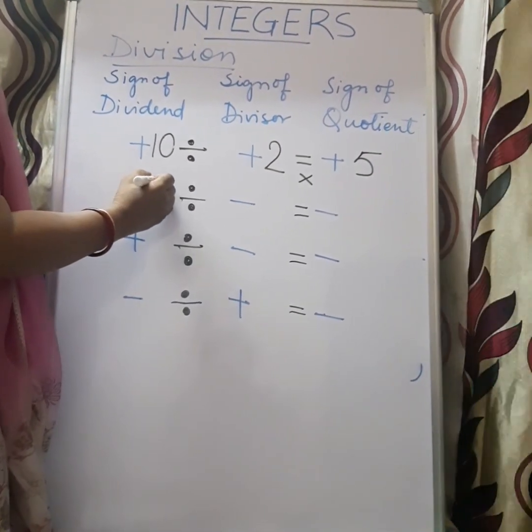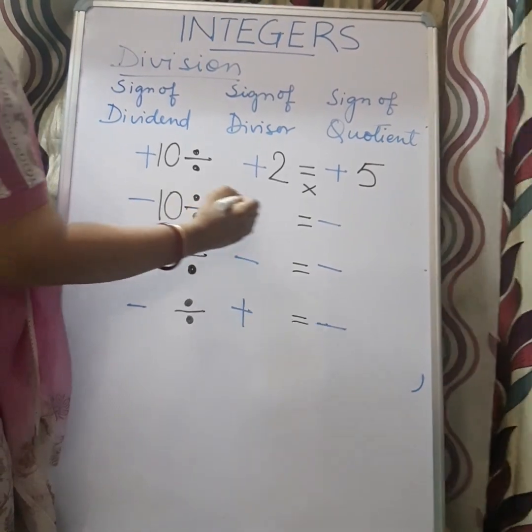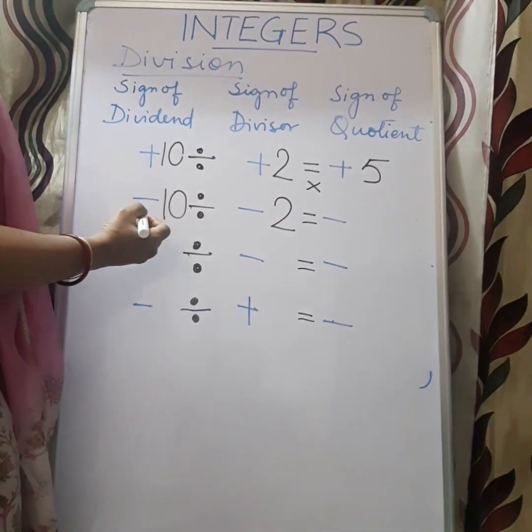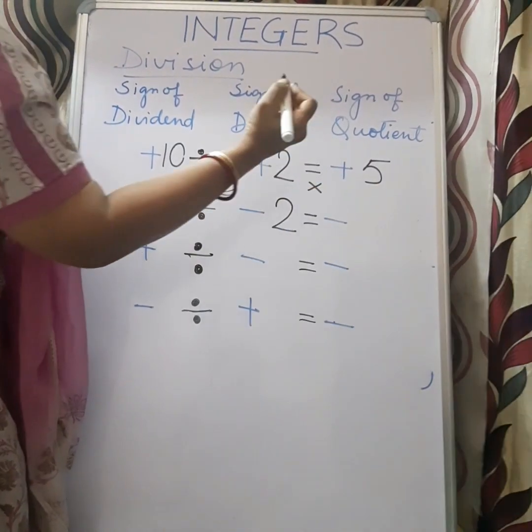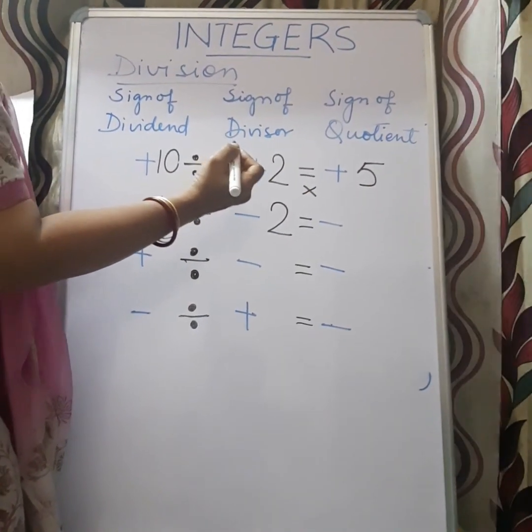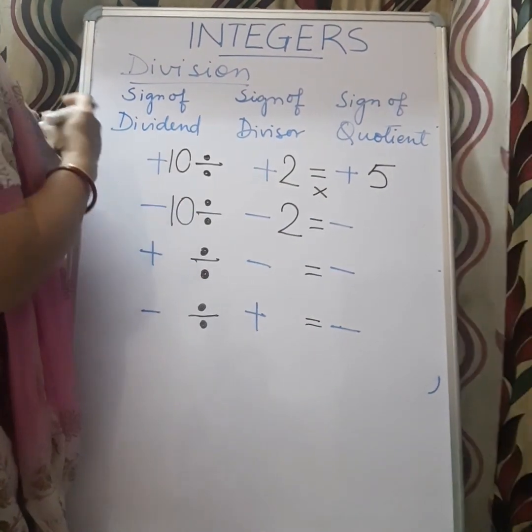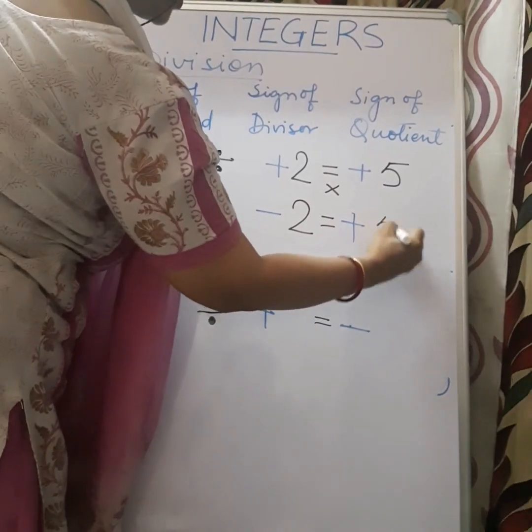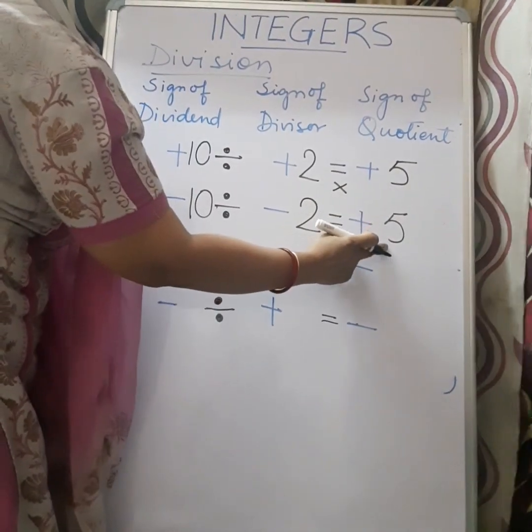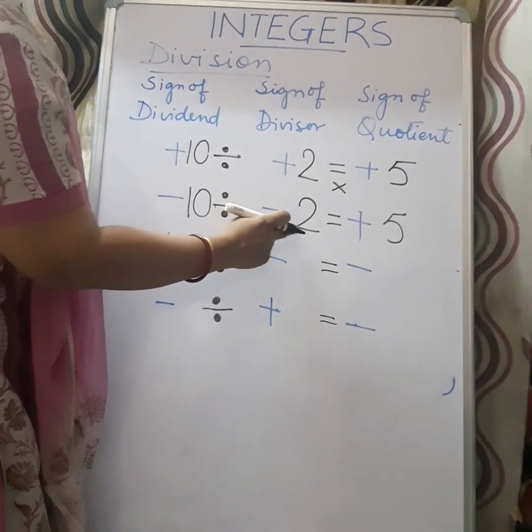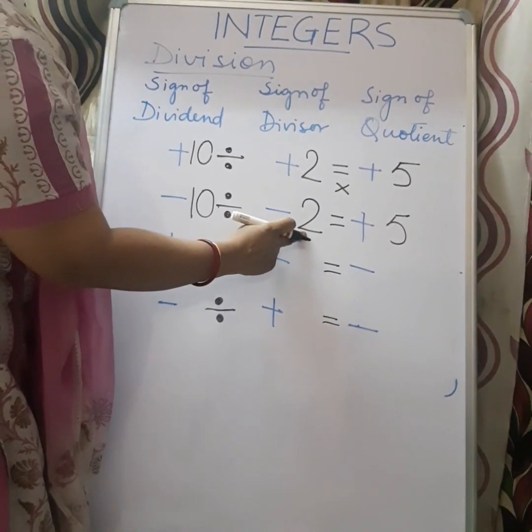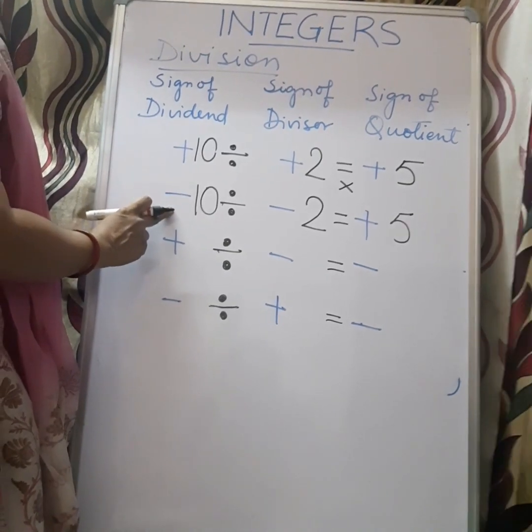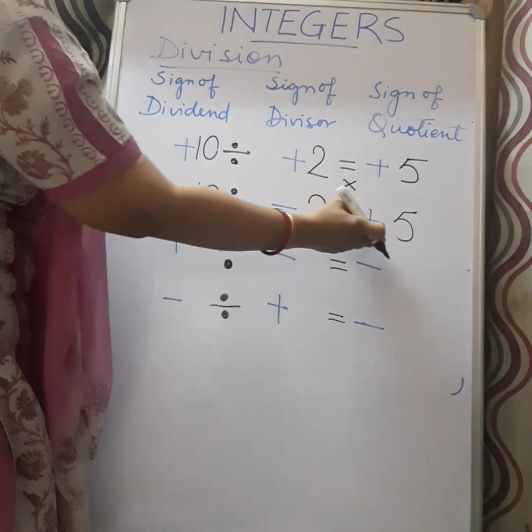Next, again, negative 10 divided by negative 2. And we are getting positive. So this will be positive 5. See, positive 5 multiplied by negative 2. Positive into negative is negative. Therefore, negative divided by negative is positive.